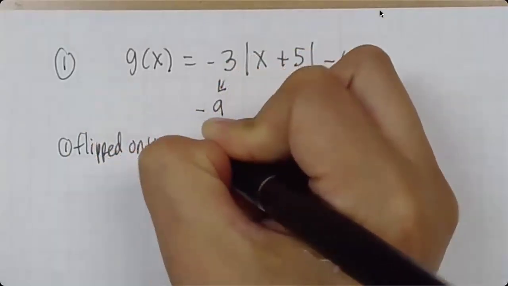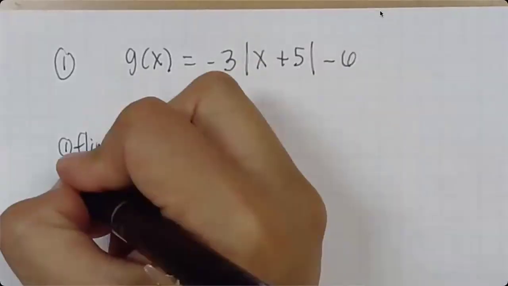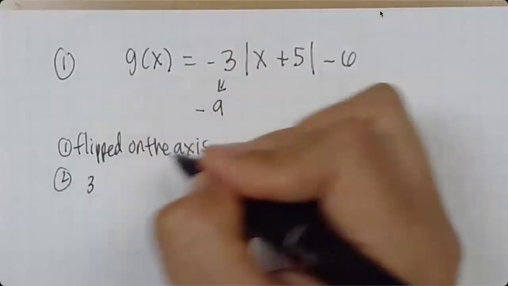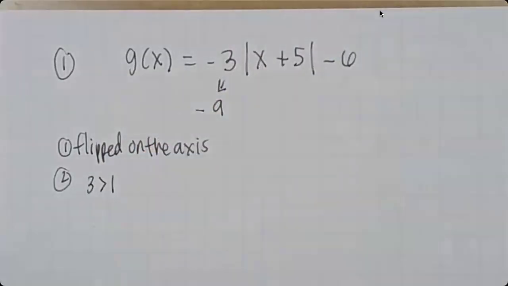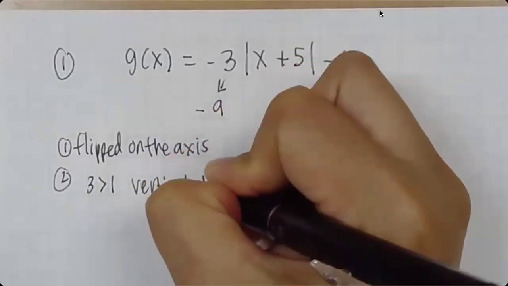on the x-axis, right? Because it's negative. And now I have a, what's happening to that? This a is 3, right? Which means it's bigger than 1. So it's a vertical stretch.